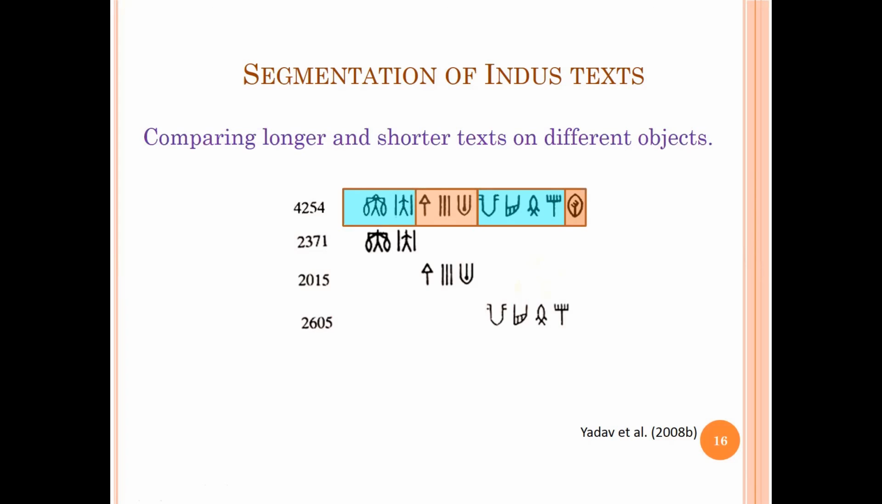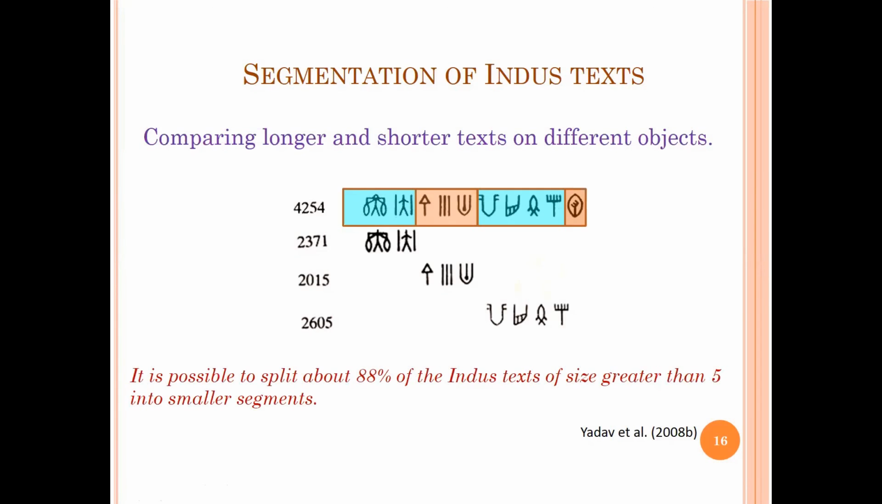And so we can just segment it like this. We can also segment the longer index text by comparing the adjacent pair frequencies. So we can compare the frequency of occurrence of this pair with this pair, and we can find weaker and stronger junctions in the index text. And it is also possible to segment the index text in that way. So we actually devised a segmentation algorithm to segment the longer index text of size 5 or more, and it was found that about 88% of the index text of size greater than 5 could be segmented into these smaller units.